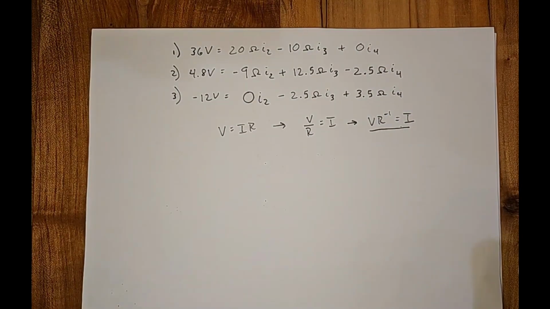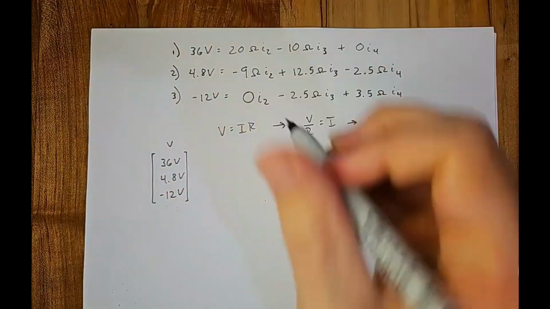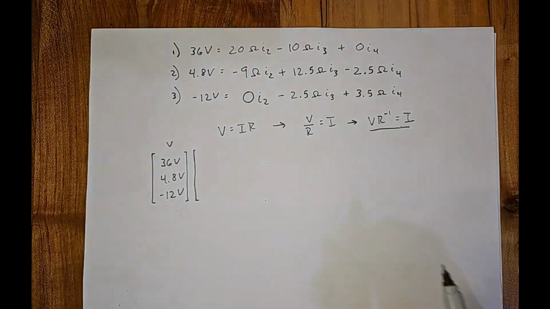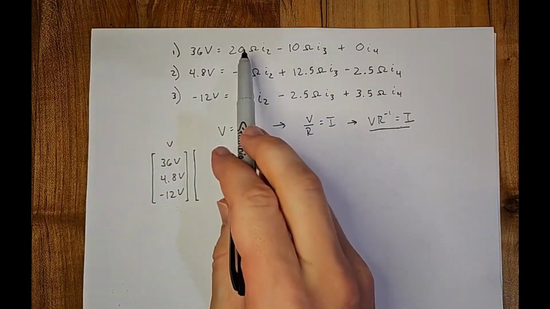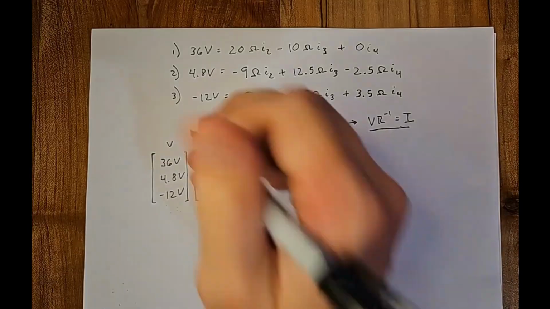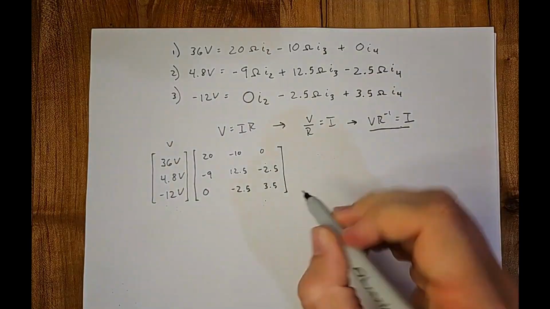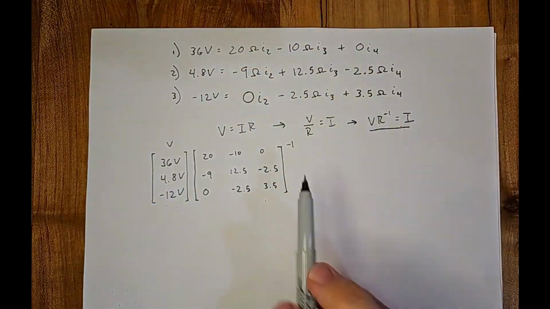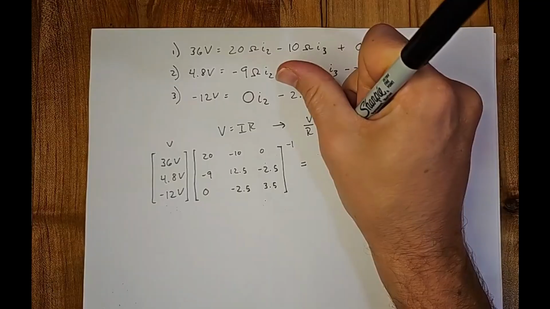So let's use this equation to find our values for I. First, let's do the three voltages. So there's our first matrix, that's V. We're going to multiply it by R. And we're just going to go down the row. So we're going to be 20, negative 10, 0. Then negative 9, 12.5, negative 2.5. Lastly, 0, negative 2.5, 3.5. Don't forget, that's going to be inversed. So we're going to raise it to the power of negative 1. And that's going to equal I2, I3, I4.